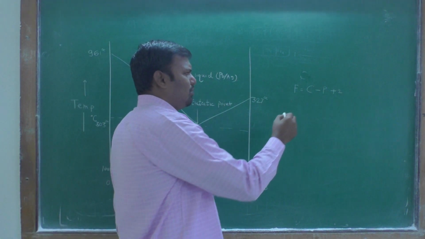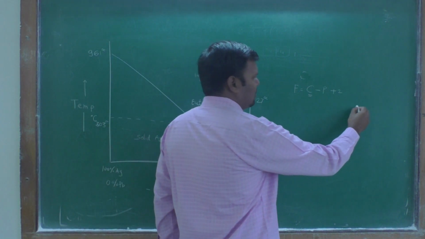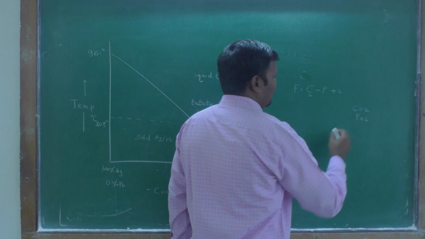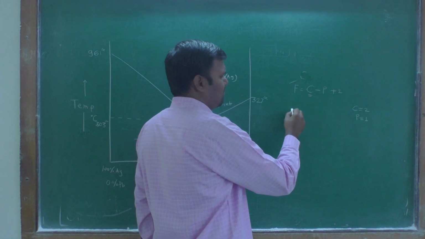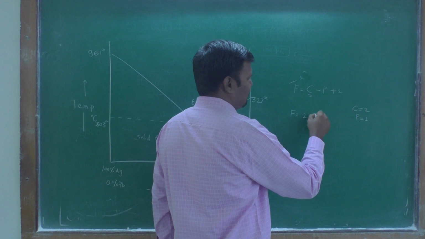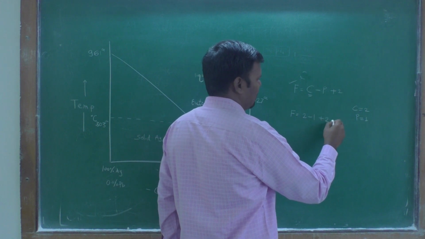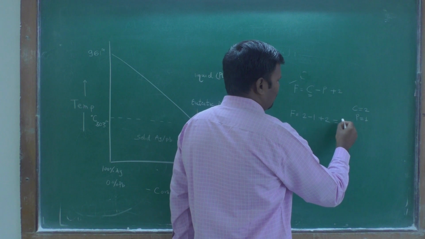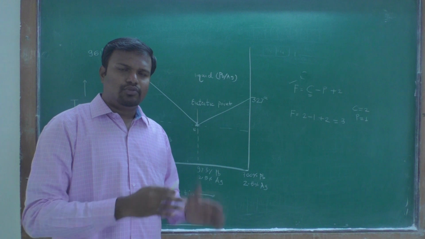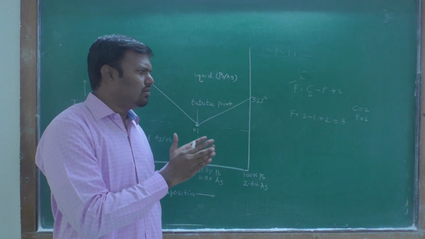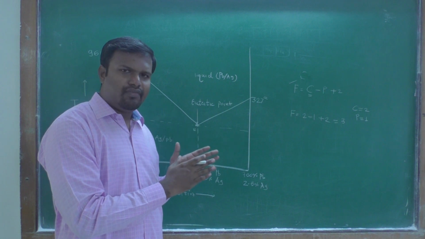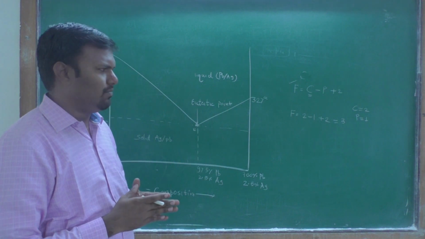Therefore, in a two component system, C is 2, and if the number of phases present is 1, then the degree of freedom will be equal to 2 minus 1 plus 2, therefore equal to 3. So for a two component system with one phase, the degree of freedom is 3.